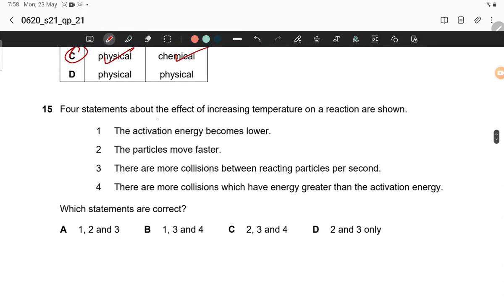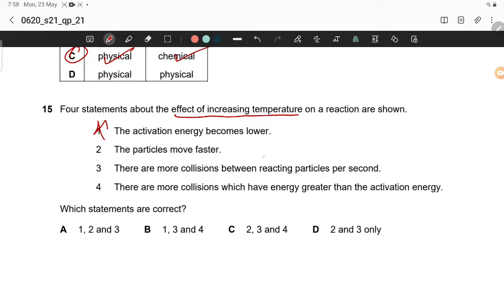Four statements about the effect of increasing temperature on a reaction are shown. The activation energy becomes lower. So a catalyst lowers the activation energy. So increasing temperature does not affect the activation energy.